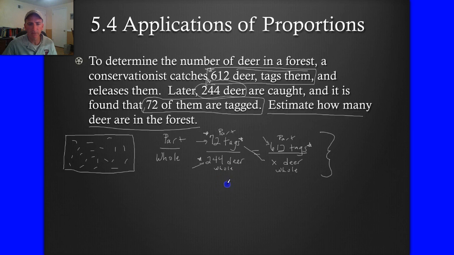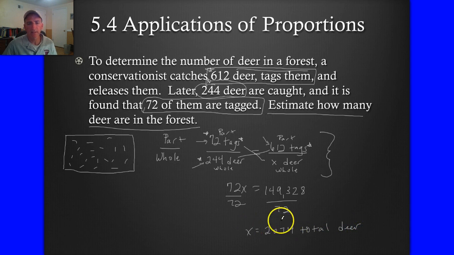So there's 72 times x. And then we multiply 244 times 612. That comes out to be, I got 149,328. And then let's go through the process of solving that. Divide it by 72. And that comes out to about 2,074 total deer.